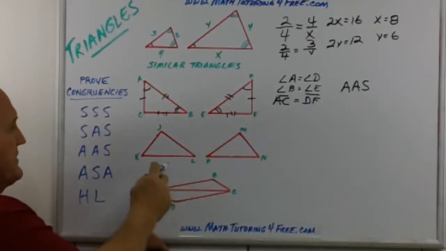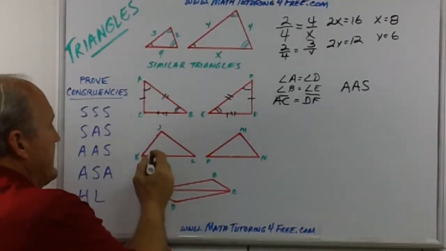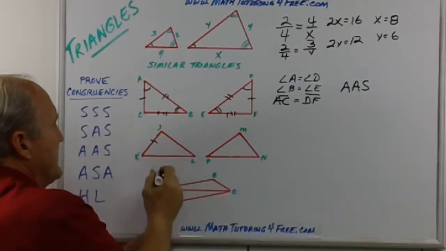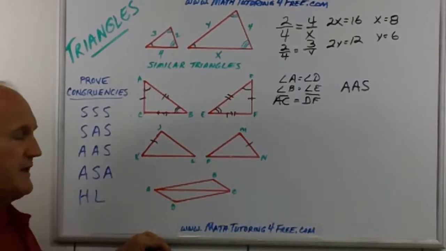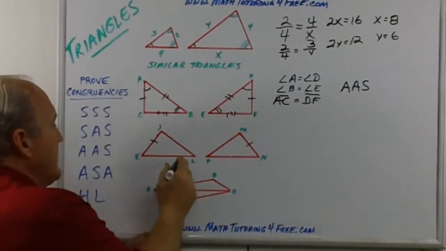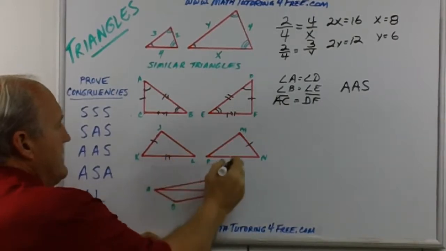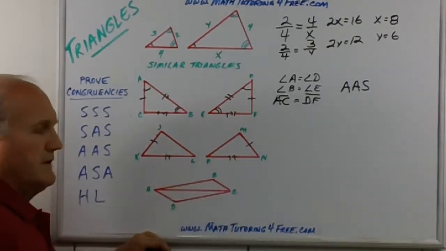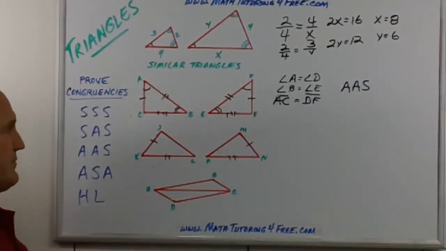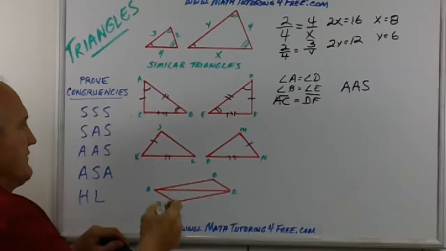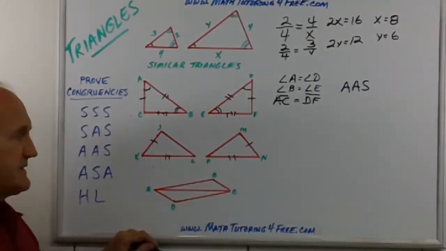Let's take an example here. Let's say they tell us that we have JK is equal to MN. And then they tell us that KL is equal to PN. We've got 2 sides. What else do we need to know in order to prove these triangles congruent? Well, if they told us the third sides were equal, we'd have it by side, side, side.